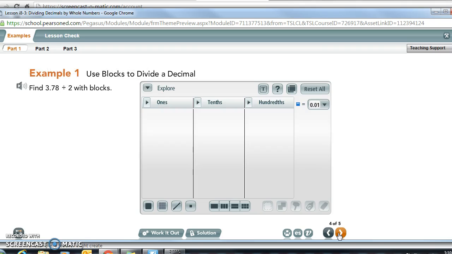So they're going to want you to use blocks to divide a decimal. So you know that it'll be 3 and 78 hundredths divided by 2. So they're going to have you essentially do this. Now, do we need to do it right now? No, but I wanted you to see the visual of what's going to happen in this previous problem when we're dividing a decimal, what it looks like visually.